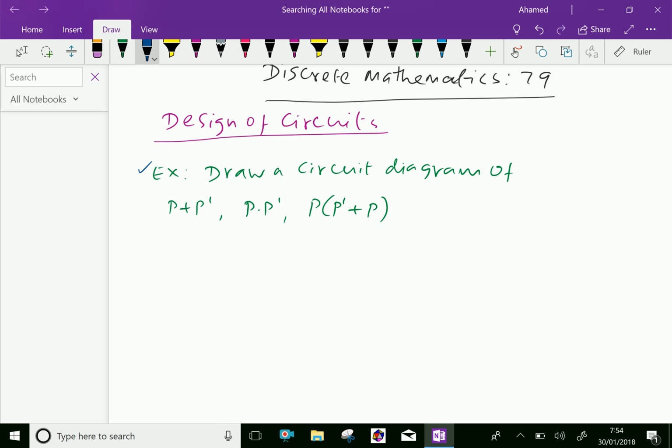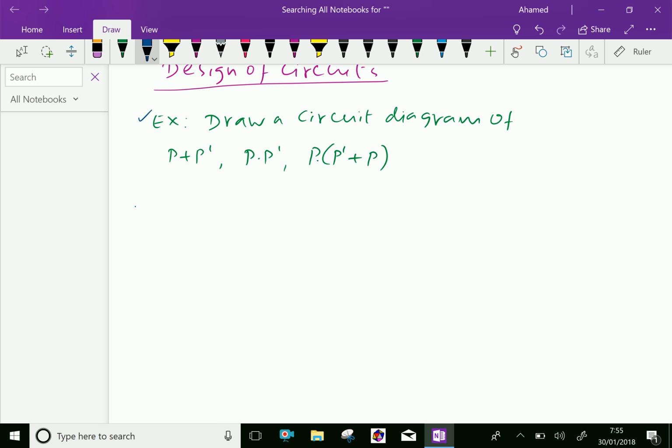Draw a circuit diagram of P plus P dash, P into P dash, and P into P dash plus P. First, we'll take P plus P dash, which means P or P dash. Consider the circuit. Here is switch P, here is switch P dash, both connected with battery and lamp. This P plus P dash means P or P dash.